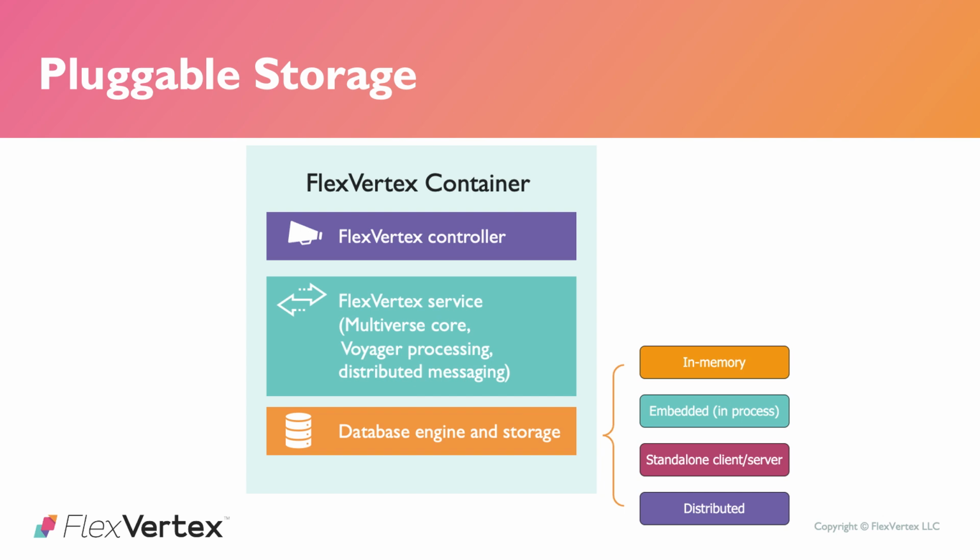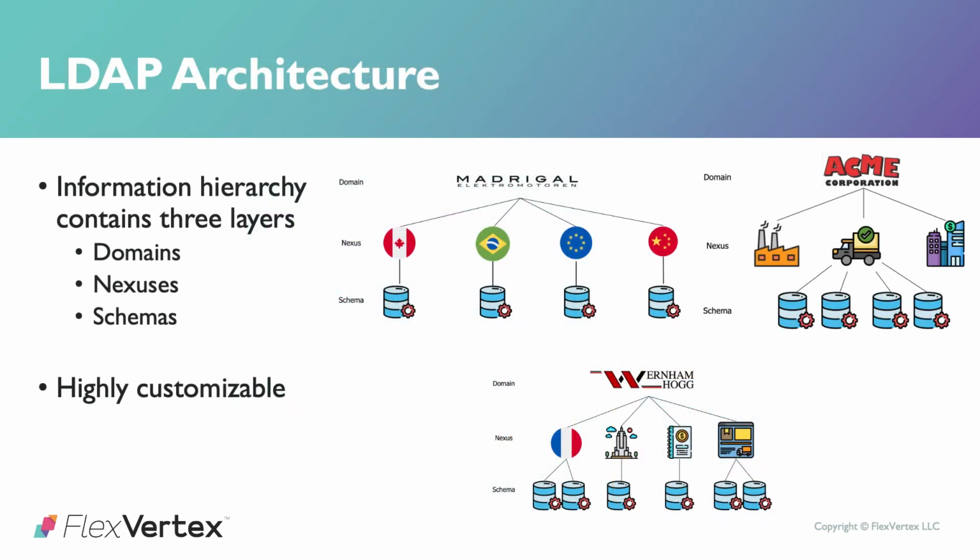Earlier in this series, we described how FlexVertex separates its core service from the database layer. This separation of concerns makes it possible to offer different storage engines for different needs. Developers and administrators may opt for single server approaches such as in-memory and embedded in process, to a single client-server configuration, and then onto multiple servers each running the FlexVertex container. It's also essential to remember that all application code you write is also storage system agnostic. This means that you can develop using one storage engine and then switch to a different configuration as your needs evolve.